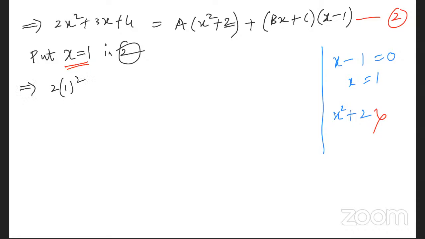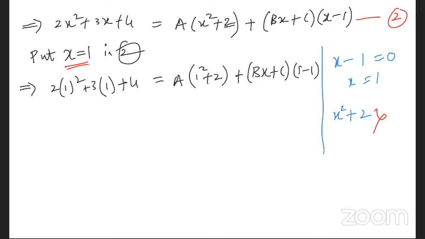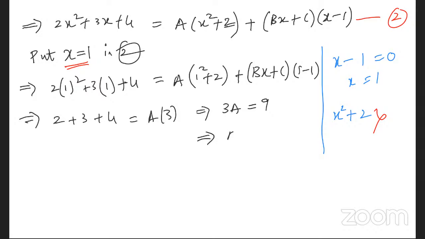So this implies 2 into 1² + 3 into 1 + 4 is equal to A(1² + 2) + (Bx + C)(1 - 1). After simplification, we get 2 + 3 + 4 is equal to A into 3. So this implies 3A is equal to 9. This implies A is equal to 3. We got the value of A, and we have to determine the values of B and C.